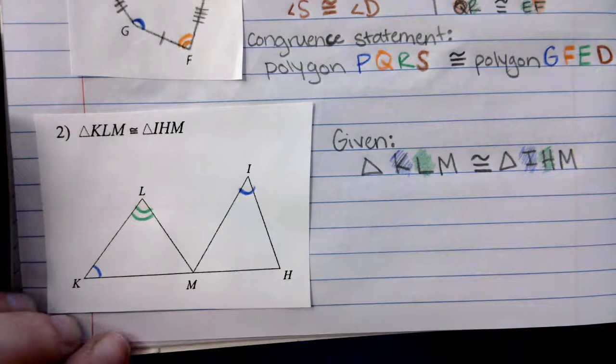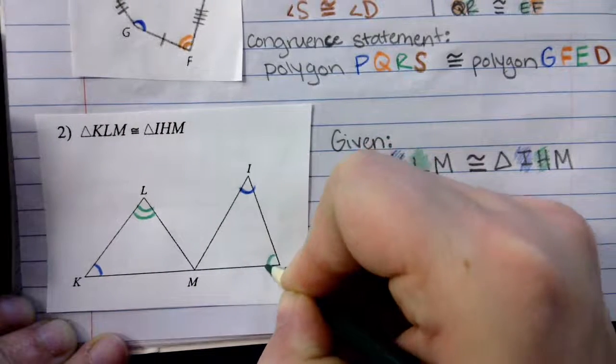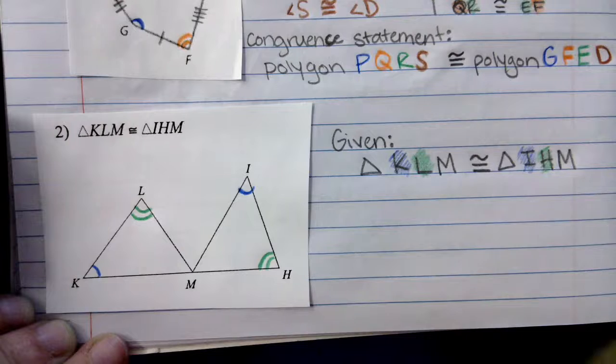And then in this case, M matches up with M. Now the part where they touch isn't always the place where they match. In this case it is, because that's just the way the triangles are. But sometimes these won't match up with each other.